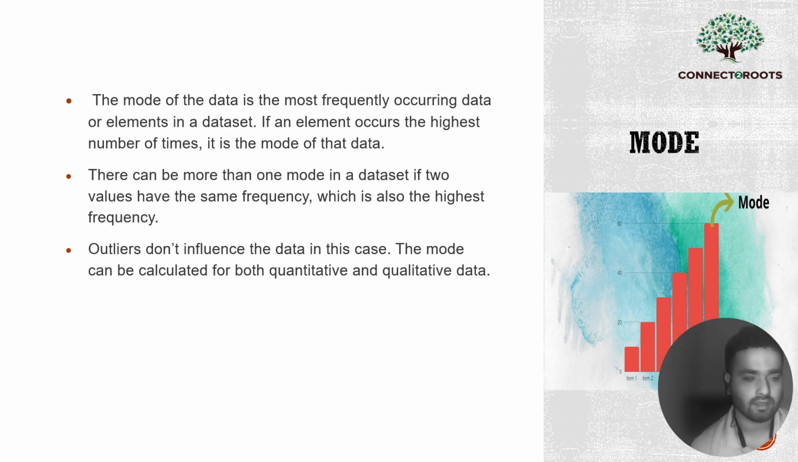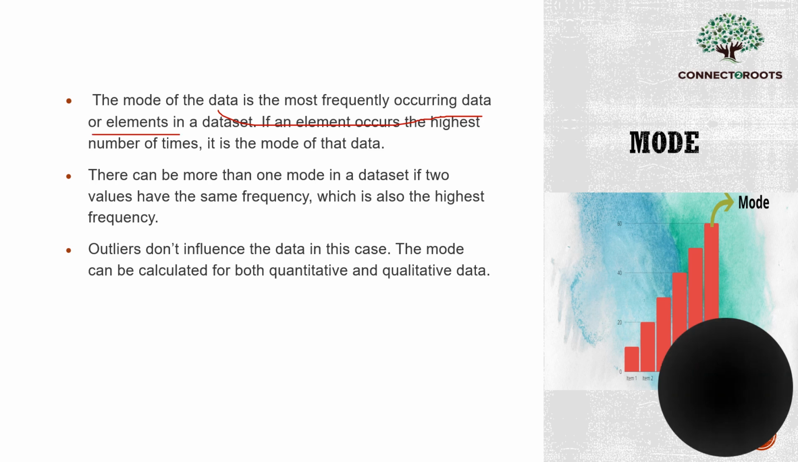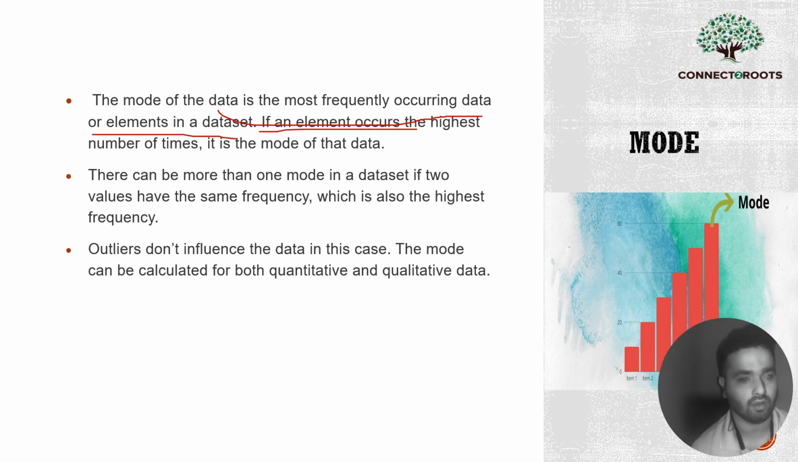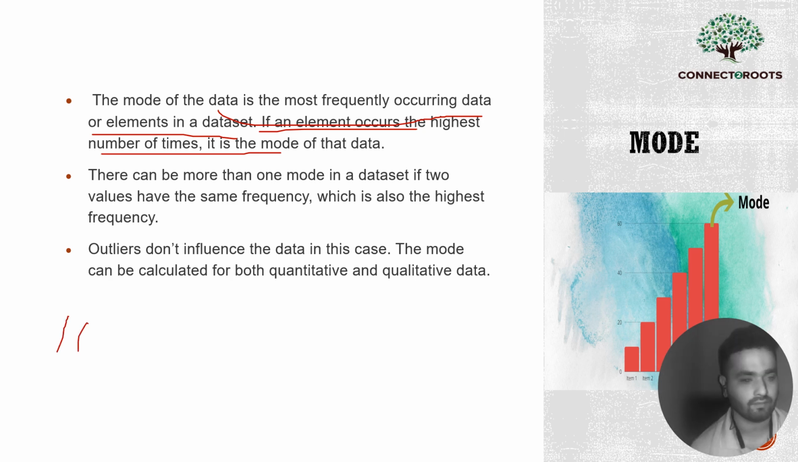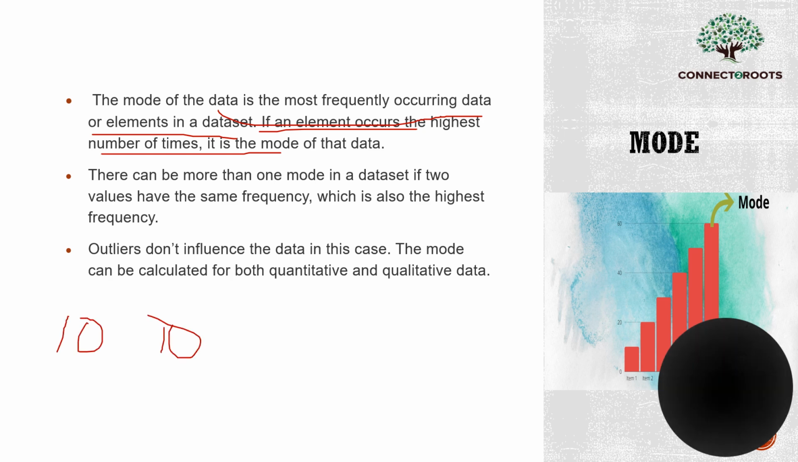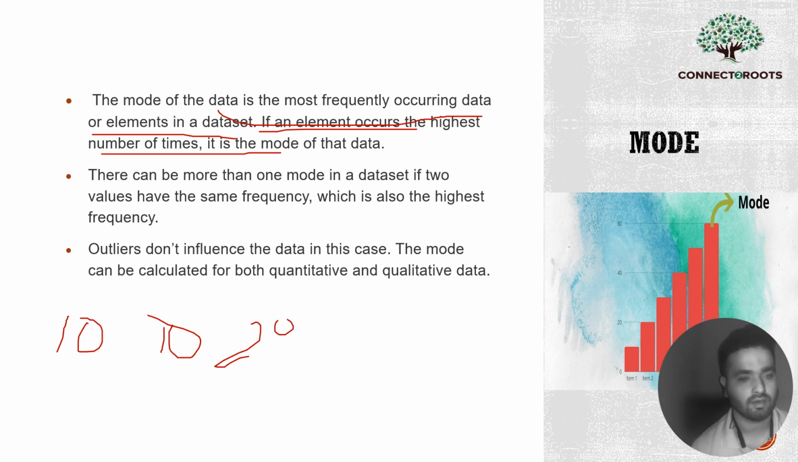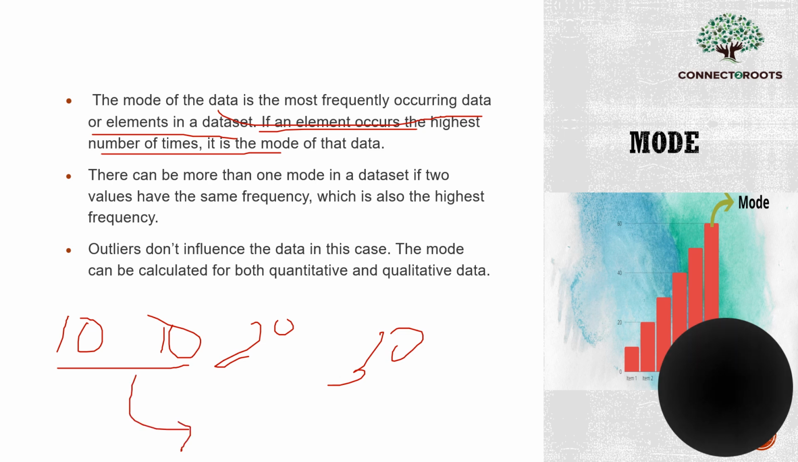So let's come to the mode. The mode of the data is the most frequently occurring element in the data set. If an element occurs the highest number of times, it is the mode of the data. Suppose we have 10, 10, 20, 30. The mode of this data set will be 10 because 10 has occurred two times.